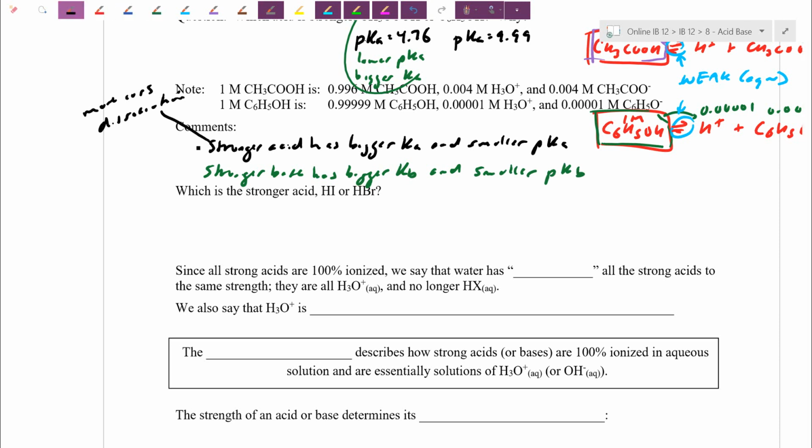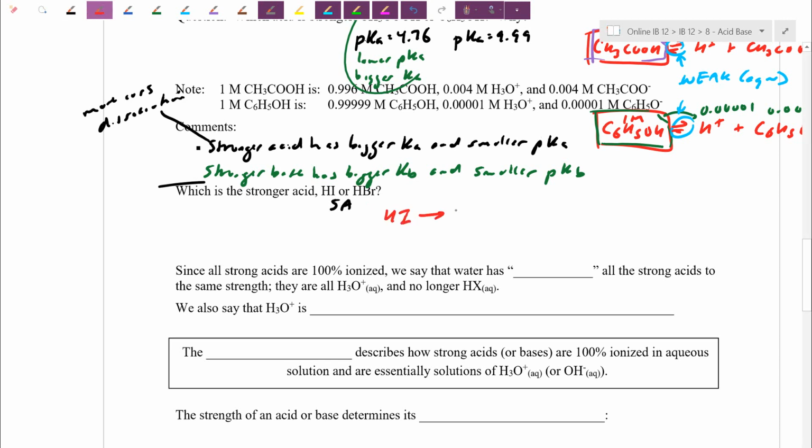Just one other note when we deal with this. When you start looking at HI and HBr, you're going to end up realizing, wait a second, both of these are strong acids. Both of these have a really, really low Ka. Basically, what ends up happening is we have a HI.